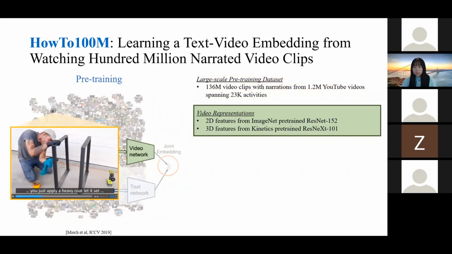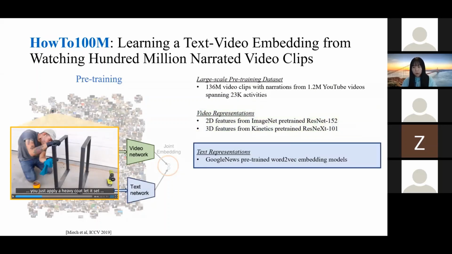They extracted 2 types of video features and concatenated them as video representations. One is 2D features from an ImageNet pre-trained ResNet-152 model. The other is 3D features from a Kinetics pre-trained ResNeXt-101 model. For text input, they use Google News pre-trained word2vec embeddings as their text representations.